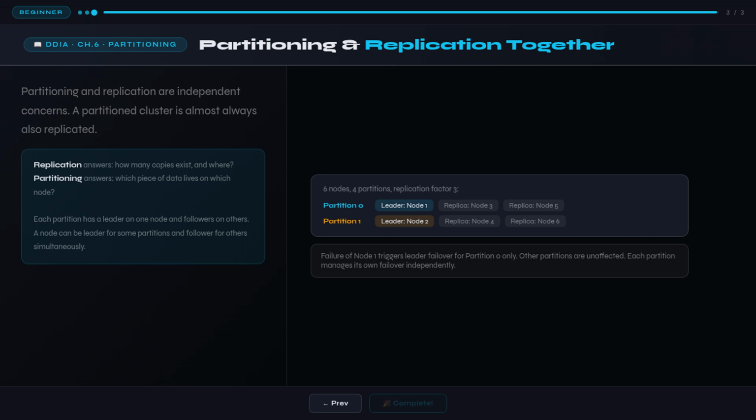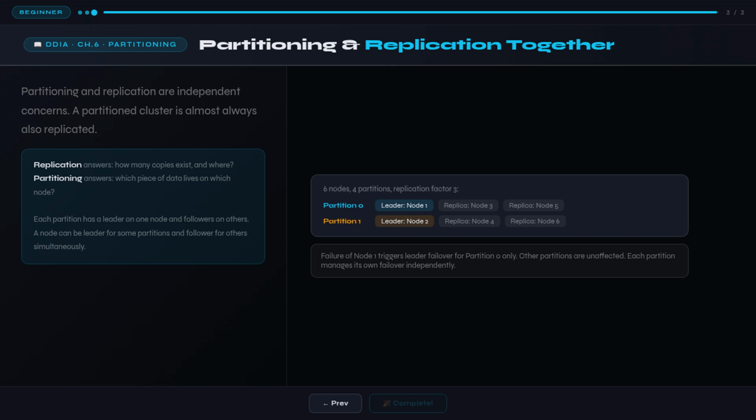Take a 6-node cluster running 3-way replication with 4 partitions. Each partition has 3 replicas. Node 1 might be the leader for partition 0, a follower for partition 1, and a follower for partition 2. Node 2 might be the leader for partition 1, and so on. Every node is active. Every node serves both reads, for the partitions it hosts, and write coordination, for the partitions it leads. This separation matters architecturally because you can tune the two independently.